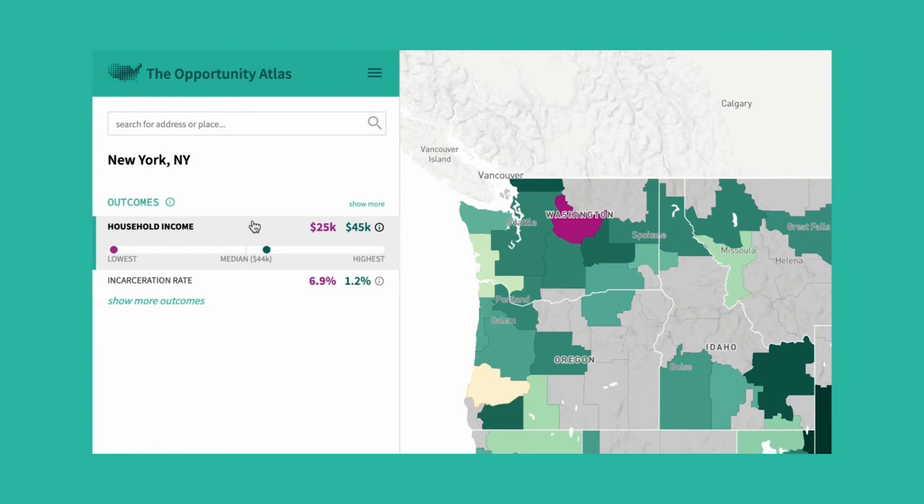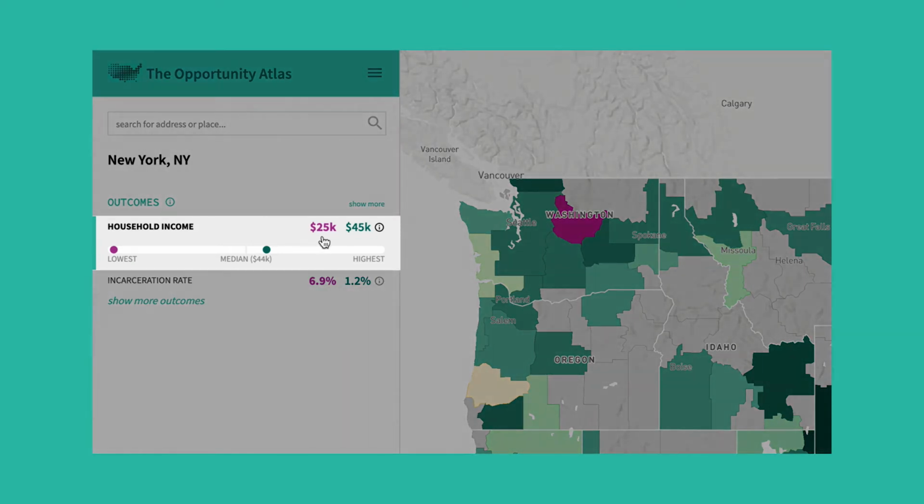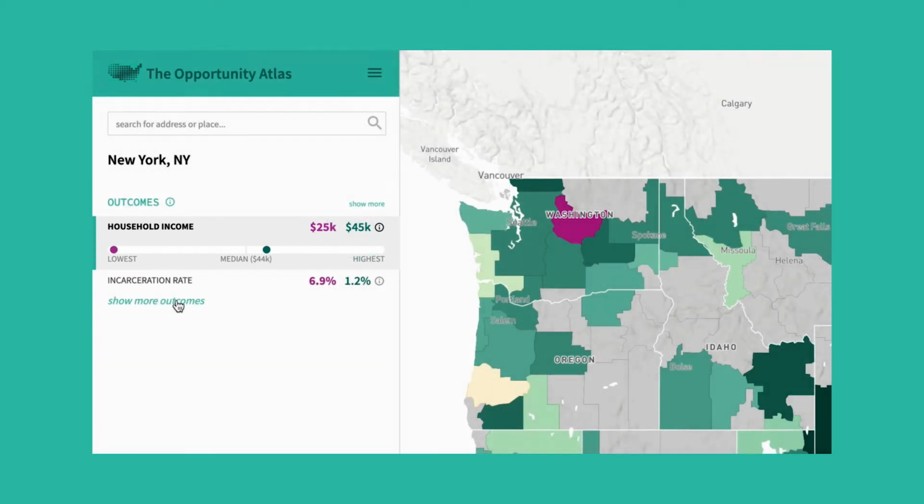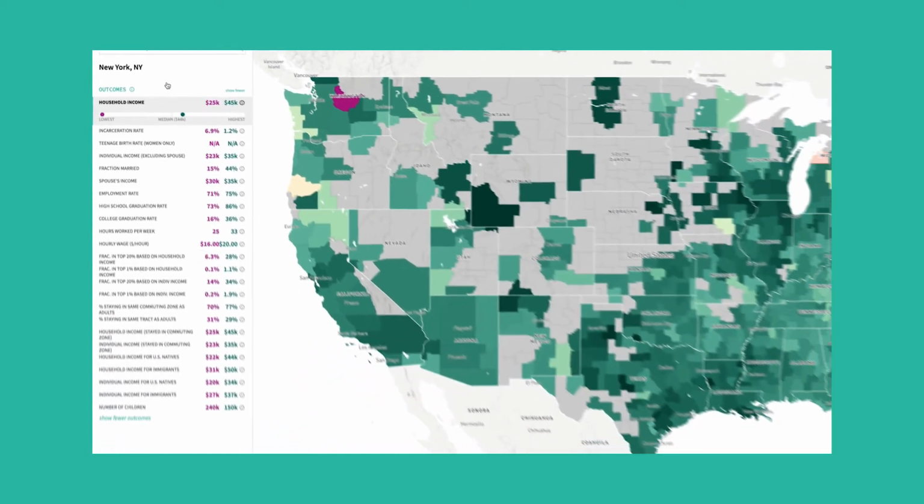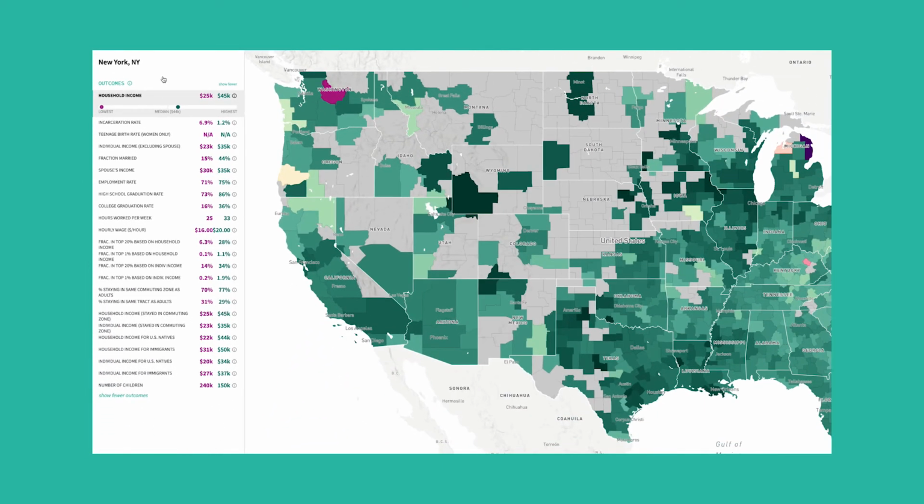The dots show the median outcomes of each group relative to the national median. So we can see that the median adult income for low-income black males, our purple group, is $25,000, and the median adult income for low-income white males, our green group, is $45,000. Clicking on the Show More Outcomes button will reveal the full range of characteristics for a given area.